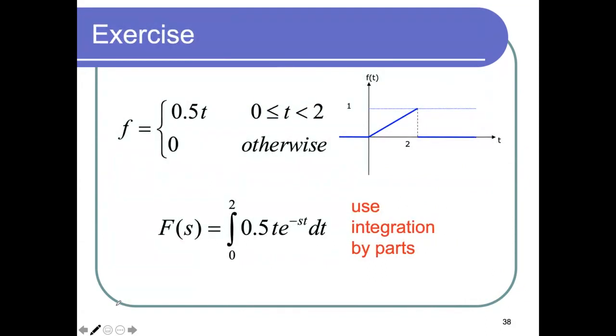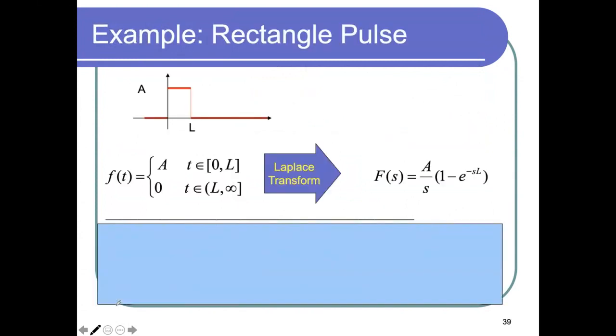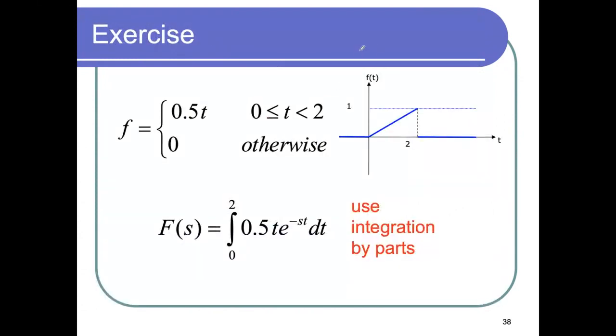All right. I'll give you one more exercise to solve this and use integration by parts. So we have the following function. You have a ramp up to time 2, and then you get 0. And this ramp is scaled. So this is the function, 0.5t e to the power of minus st. Use integration by parts, solve it.